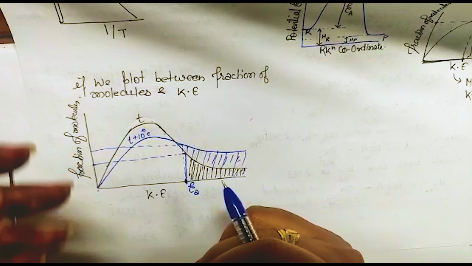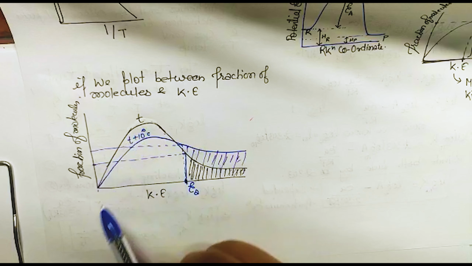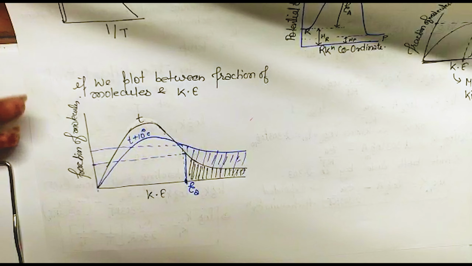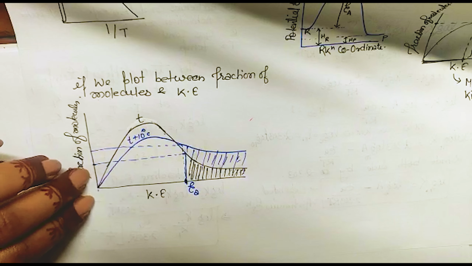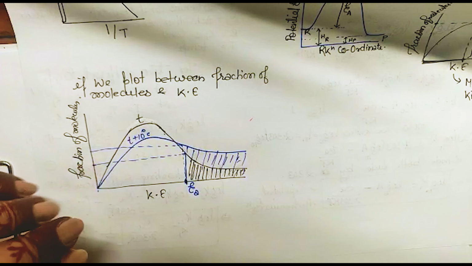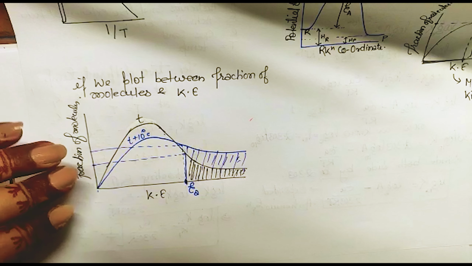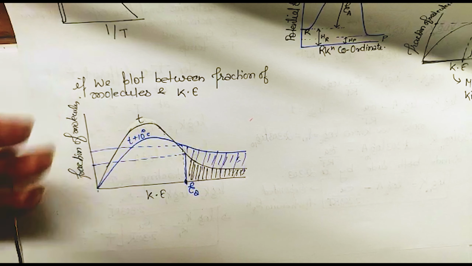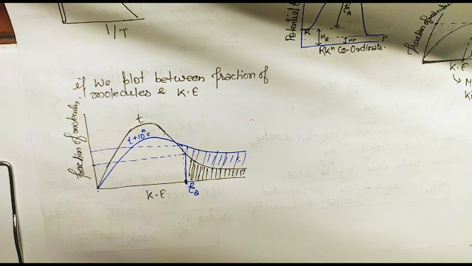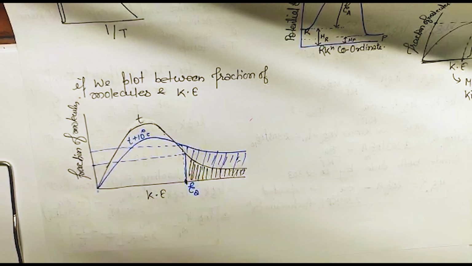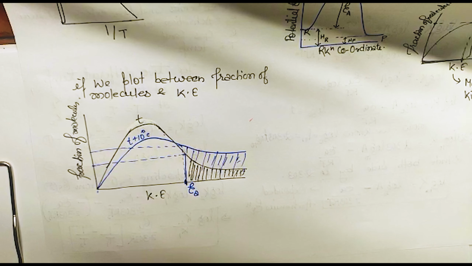So the fraction of molecules is increasing. When we increase the temperature by 10 degree, the fraction of molecules increases, and it is experimentally found that it increases by twice. Since the fraction of molecules increases by twice on increasing 10 degree temperature, the effective collisions increase, hence the rate constant increases, and hence the rate of reaction increases. So that is the reason why on every increase of 10 degree, the rate constant becomes double. Got it? I hope it is clear.